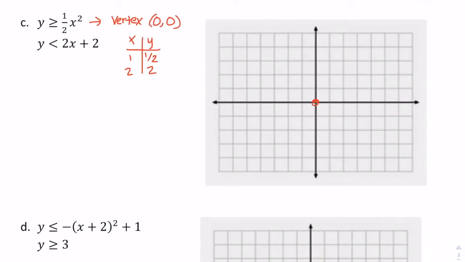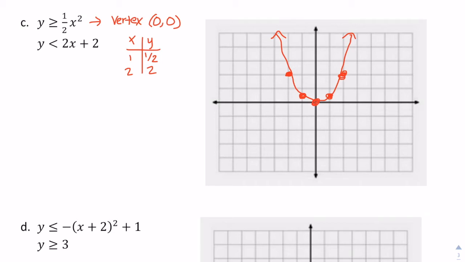0, 0, 1, 1/2, 2, 2. Reflect them over your axis of symmetry. This is a greater than or equal to, so it's going to be a solid line when you go to connect it for your boundary.